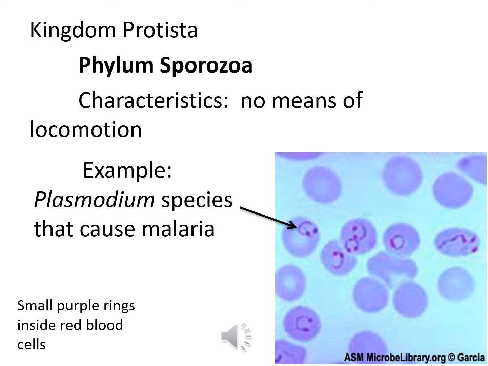Plasmodium species are the species that cause malaria. When you look at the picture, the bigger red blood cells are unfortunately slightly purple. Those are the red blood cells. The little small purple rings on the inside would be the Plasmodium species.